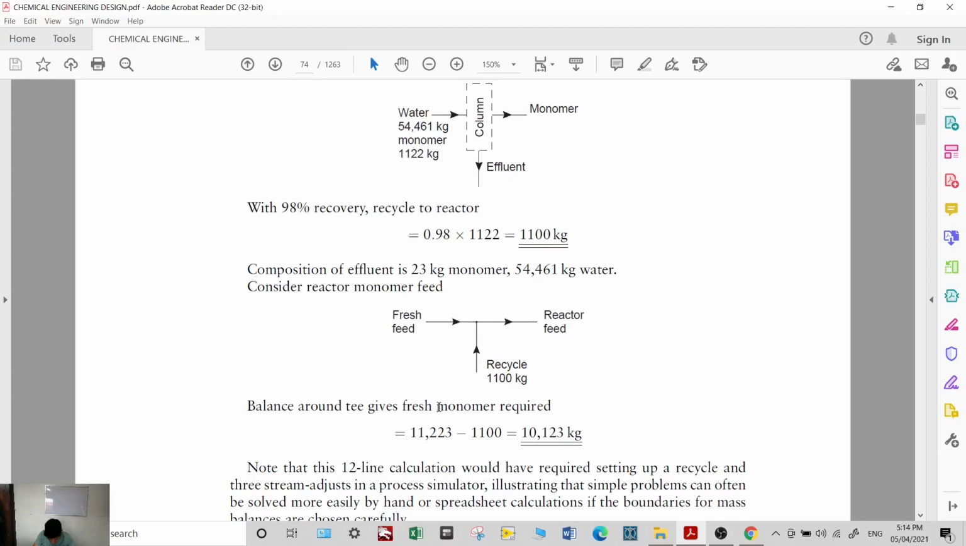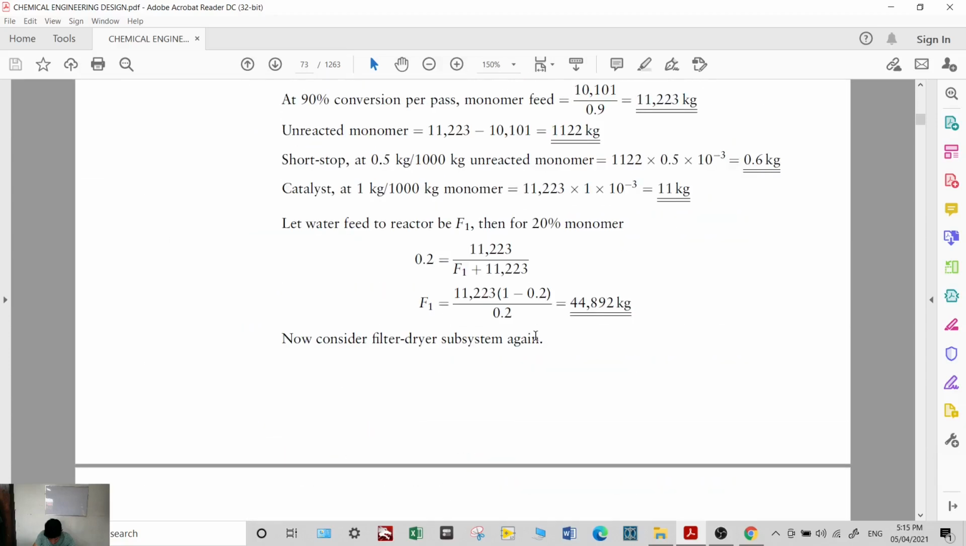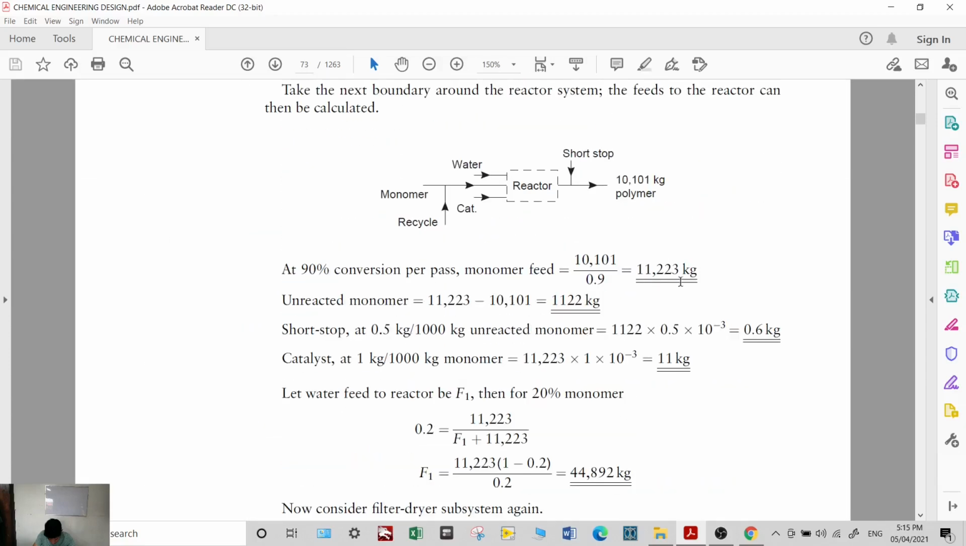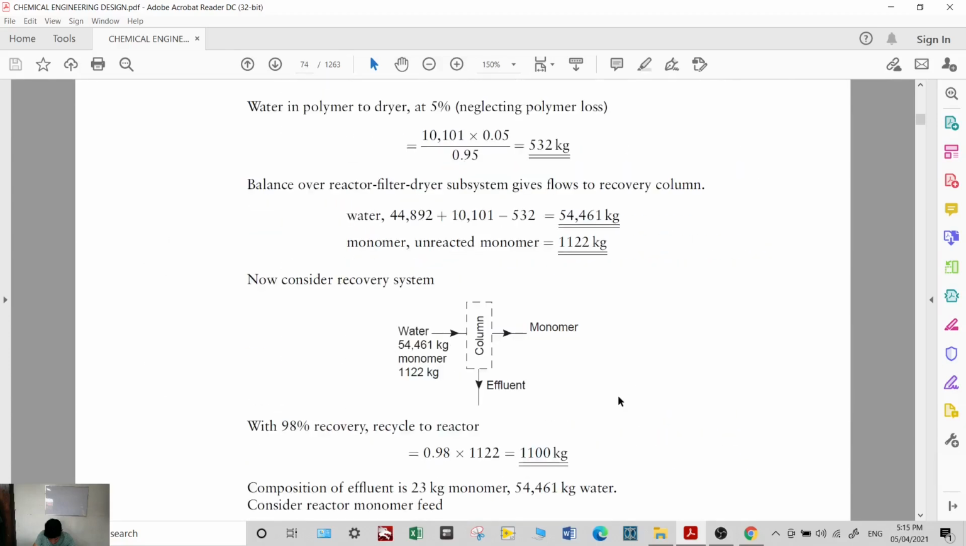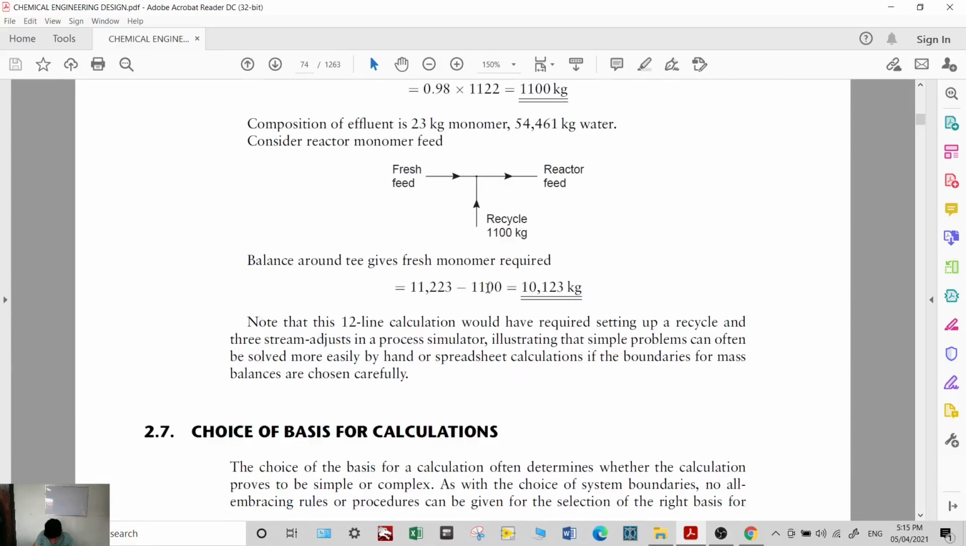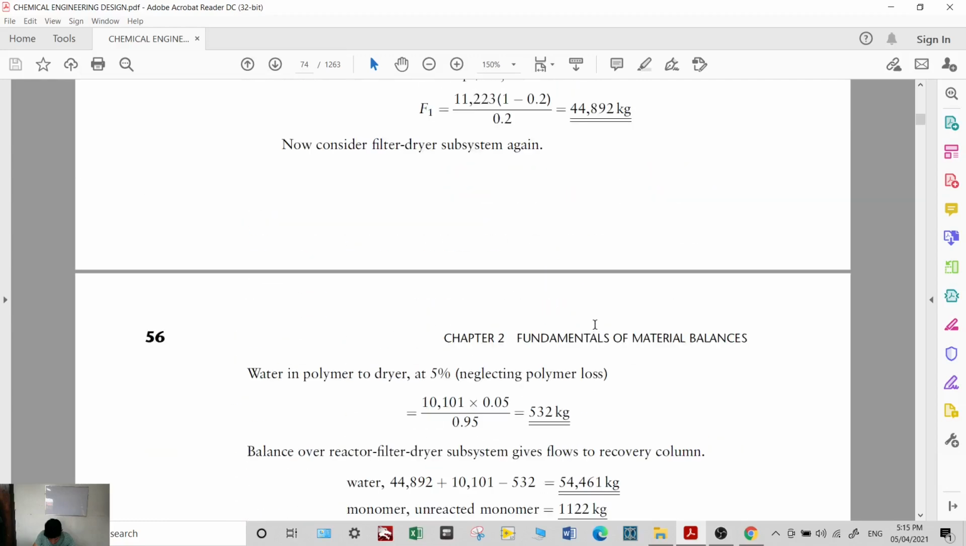So ang fresh monomer required nimo would be, diba, pila gali ning reactor feed. Ang reactor feed nimo is kani 11,223. So 11,223 minus 1,100, naka-less ka og 1,100 na, so ang i-feed na lang nimo 10,123 kg. So mao na ni siya ang material balance, no, example.